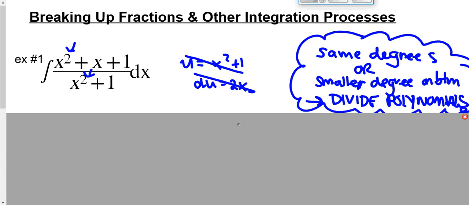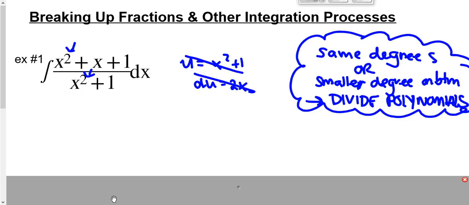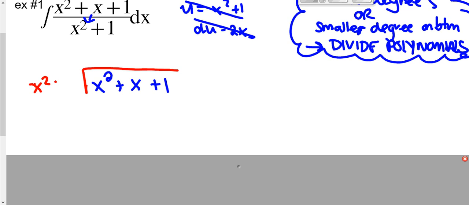So this is something that goes all the way back to Algebra 2, but we may not remember exactly. If you're going to divide, then what is on top goes inside of your quotient. So we have x squared plus x plus 1, and we divide that by what's on the bottom. So that is going to be divided by x squared plus 1.